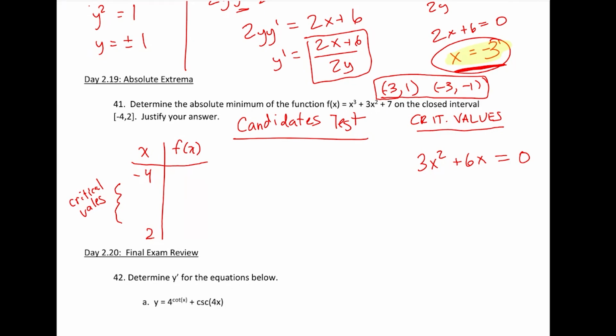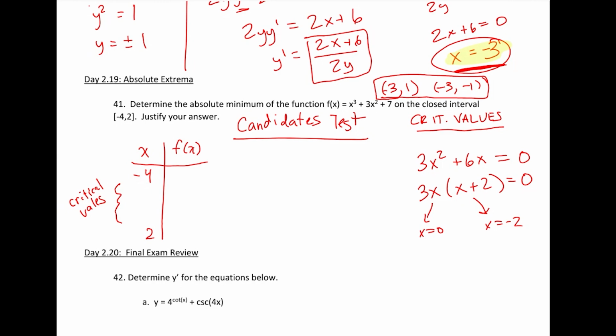We're going to factor out 3x and multiply that by x plus 2. So now we could set each one of these equal to 0, and we get x equals 0 and x equals -2. These are the critical values of the function f. These are points where you potentially have a local extreme value, either a max or a min. Now, just because they're critical values, they're not guaranteed to be a maximum or minimum.